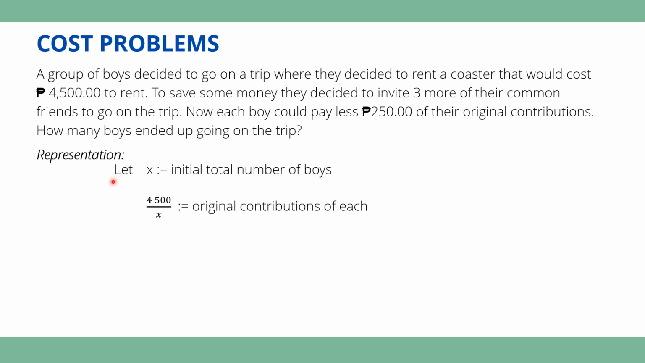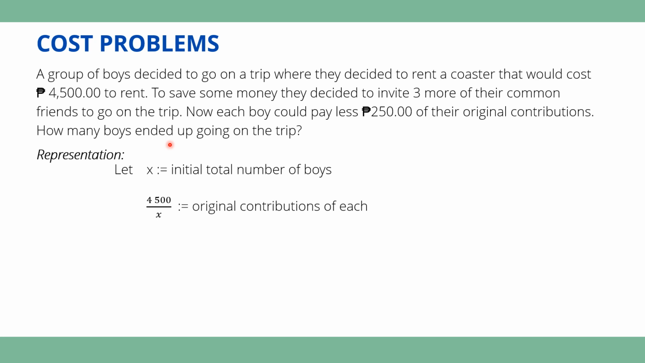So, we will have let X be the initial total number of boys. Initial, kasi po, yun yung initial or first part pa lang ng ating problem. Then, on the second part, ay magdadagdag tayo ng 3. Pero dito muna tayo mag-focus. So, X will be equal to the initial total number of boys. And, from our first statement, sabi daw, ang kanilang contribution will be 4,500 divided by X will be equal to the original contribution of each group. So, gagamitin natin itong ating representations.